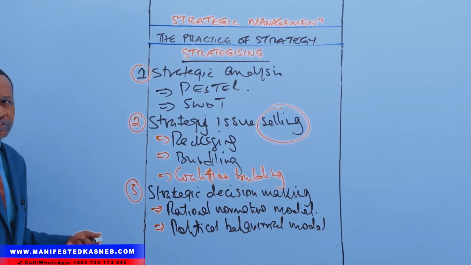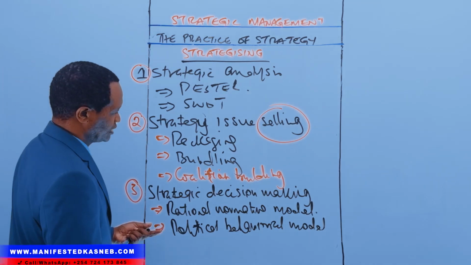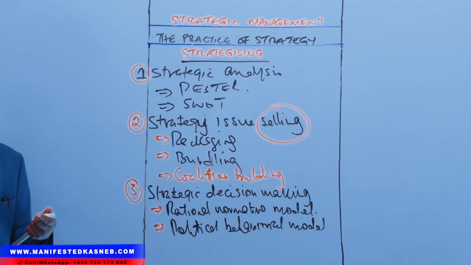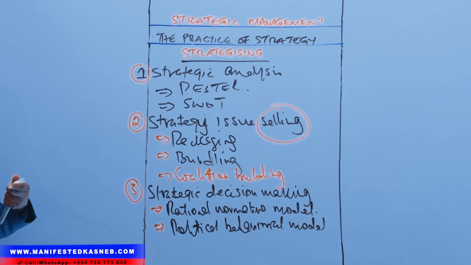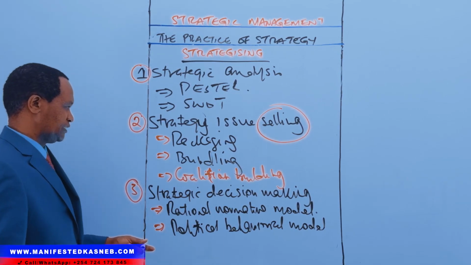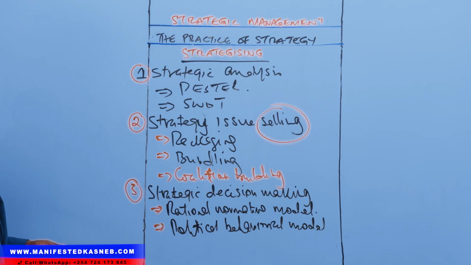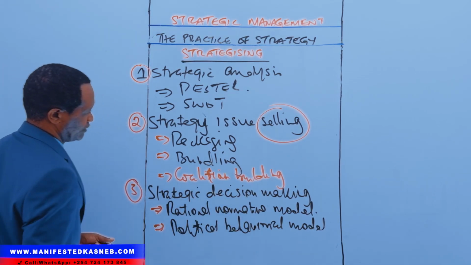And the key challenge here, candidates, is avoiding groupthink, especially where the desire for harmony in the boardroom leads to poor decisions because no one wants to challenge the leader's idea. So that is strategic decision making.